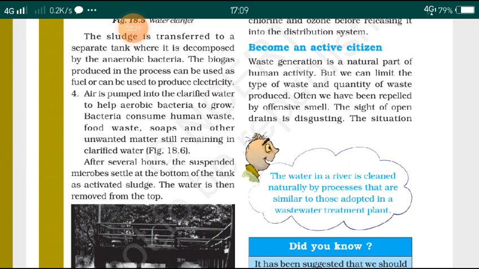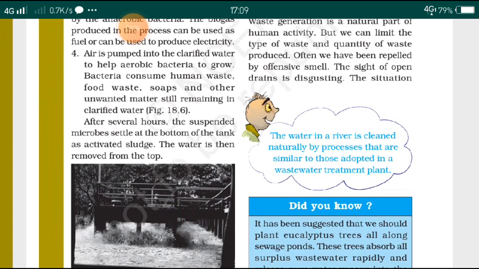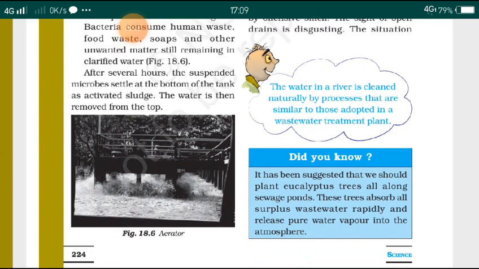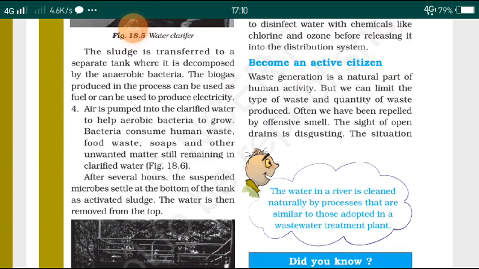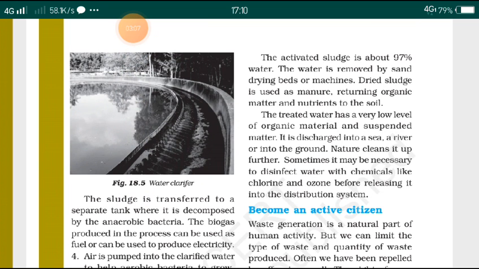Fourth, air is pumped into the clarified water to help aerobic bacteria to grow. Bacteria consume human waste, food waste, soaps, and other unwanted matter still remaining in the clarified water. After several hours, the suspended microbes settle at the bottom of the tank as activated sludge. The water is then removed from the top.